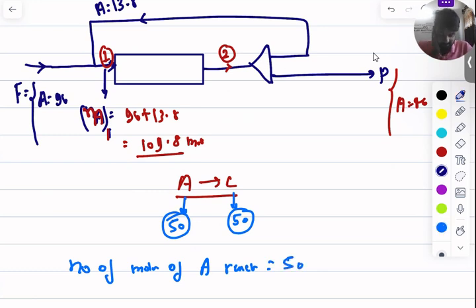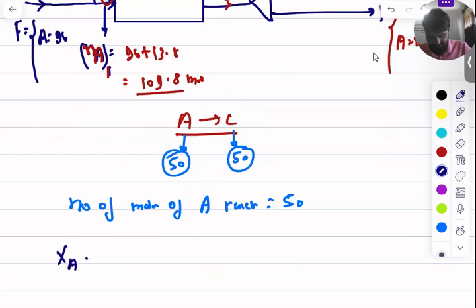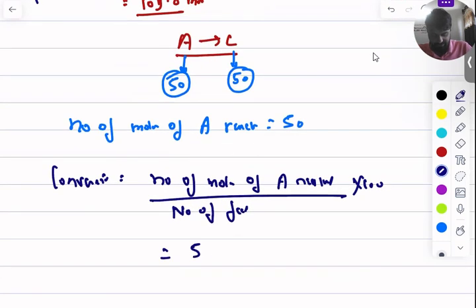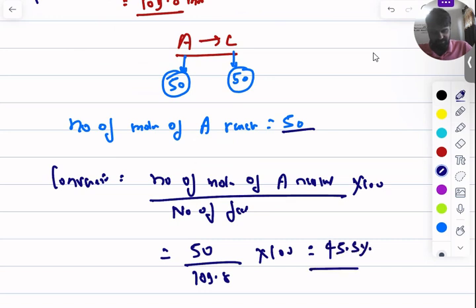So directly we have calculated X A, that is the conversion, which equals the number of moles of A reacted divided by the number of moles of A in feed, multiplied with 100. The number of moles of A reacted is 50, which we have calculated directly. The number of moles of A in feed is 109.8, into 100. Once you calculate, it will give you 45.5%. Is that clear?